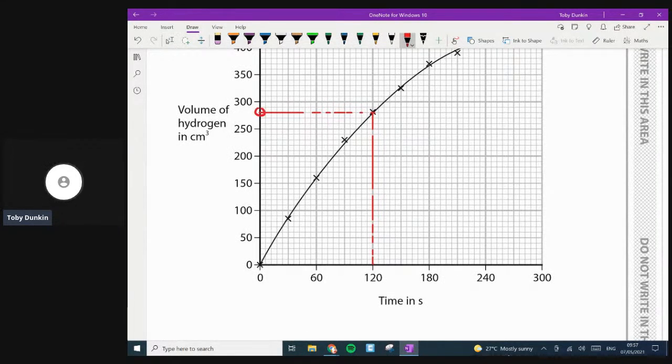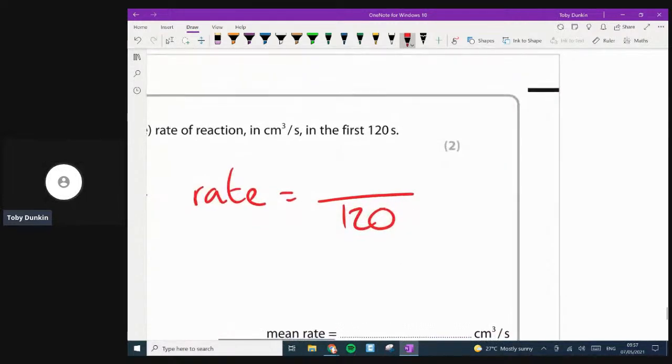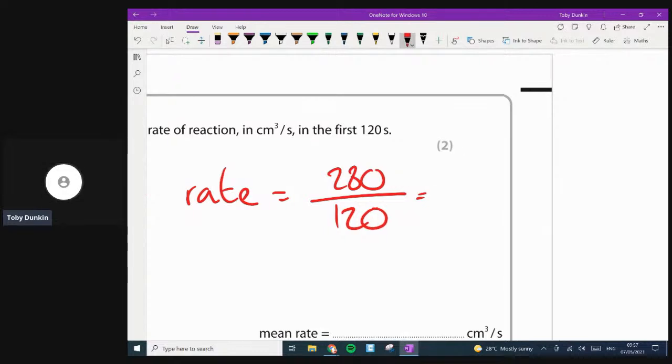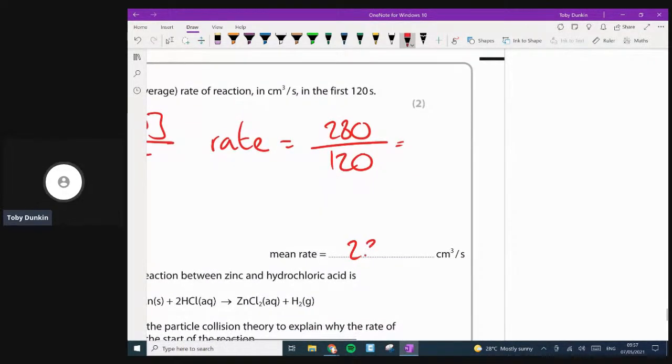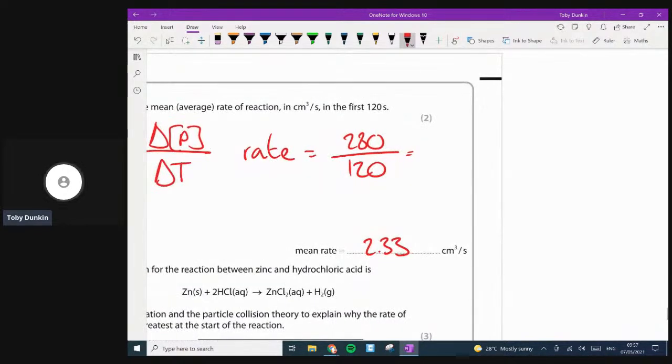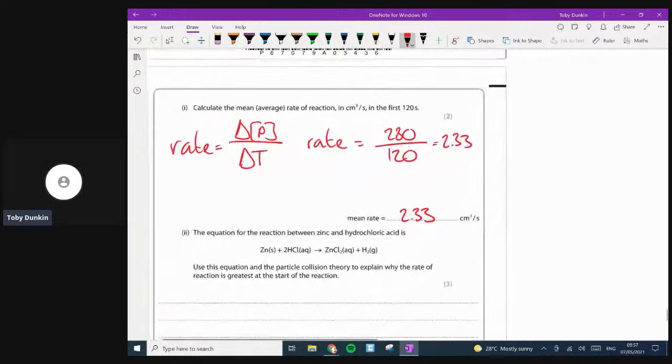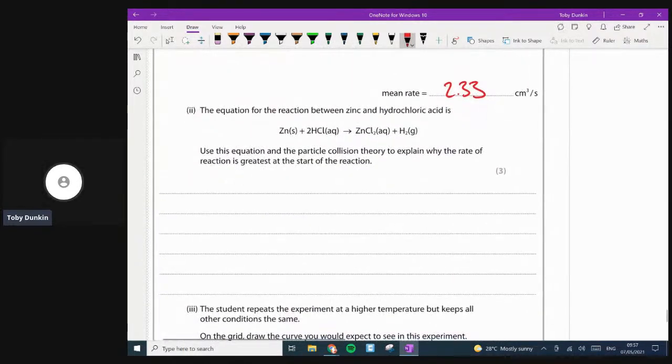And I made 280 centimeters cubed. Nice and easy. 280 centimeters cubed over 120, and I get an average rate of 2.33 centimeters cubed per second. 2.33. Done. Next, the equation for the reaction between zinc and hydrochloric acid is here.